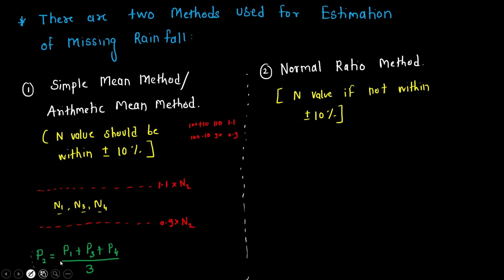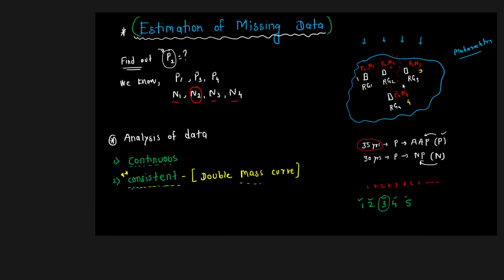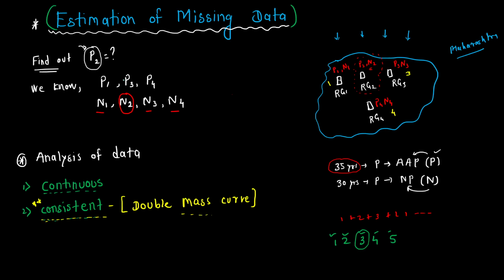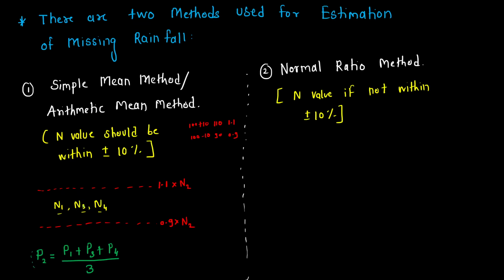See, in the previous slide we saw that we have to calculate the value of P2. So this is how we can calculate the value of P2. This is an important condition. After seeing the condition, apply the formula and you will get the answer. This condition has to be followed.